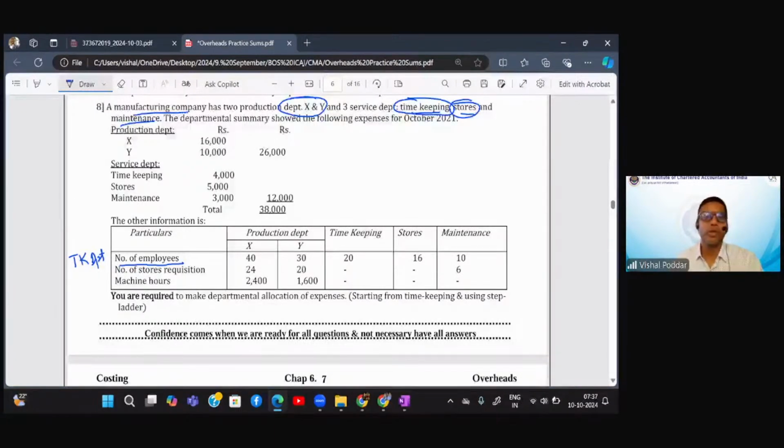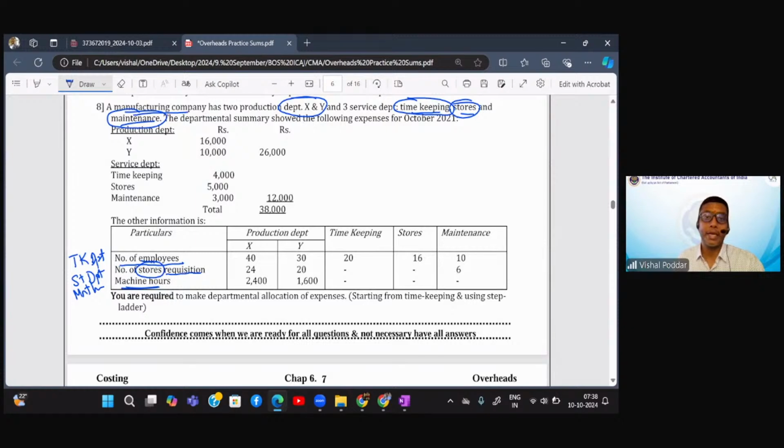Similarly, stores is storing the material. If you remember the materials chapter, we studied that for storage and for issuing material we use different documents, and we had read this word requisition. So the number of requisitions raised in stores will become the basis for allocating stores department expenses. And the maintenance department expenses will be allocated on the basis of machine hours, because the more machine hours, the more maintenance required.